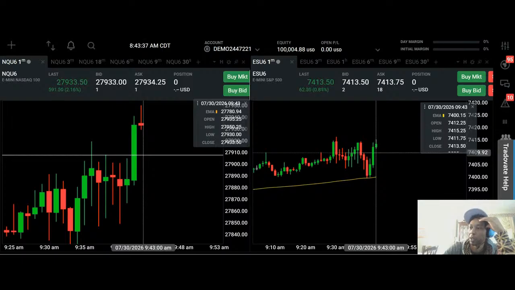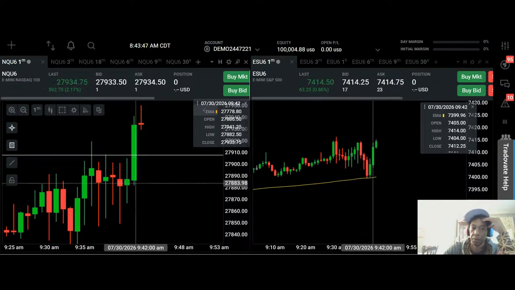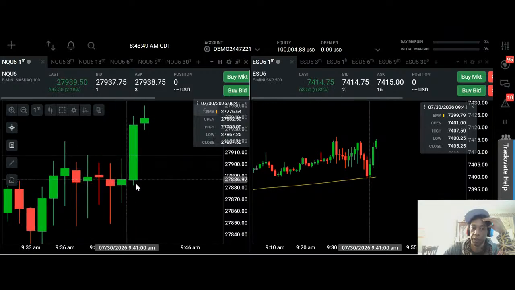I might have went too early, 942. So if we get a closer back below the 942, I'll re-enter. I was just too early on it. But that's the point of interest right here that I'm looking at. So this volume imbalance right here, if we get a closure back below that, I will re-enter the trade.